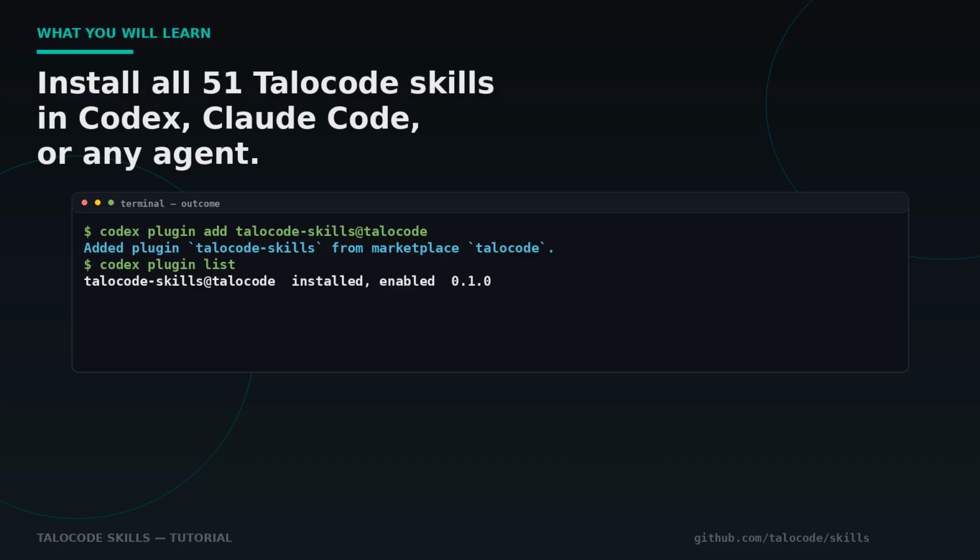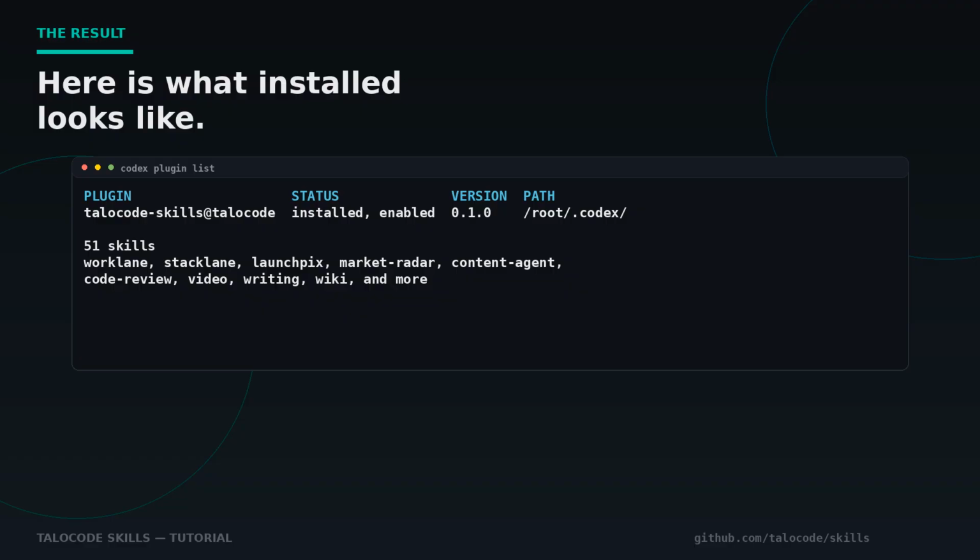One plugin, installed and enabled, brings 51 skills with it. The list covers real work: code review, systematic debugging, architecture design, domain modeling, search, writing, video production, and the Talocode product skills for things like worklane, stacklane, and launchpicks. There are also research-style skills, like Market Radar and the Content Agent. Each one is a small markdown file the agent can load on demand. You install the pack once, and every skill is available whenever the task matches.